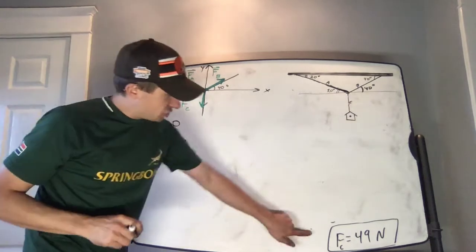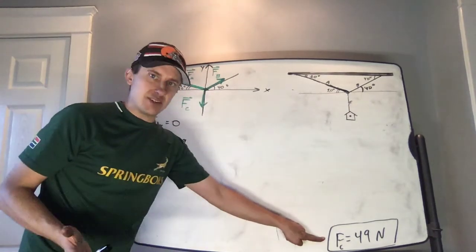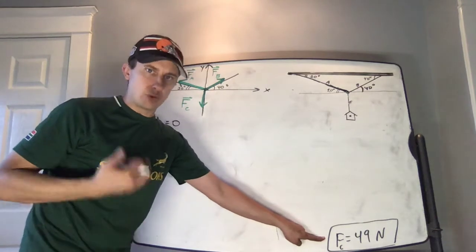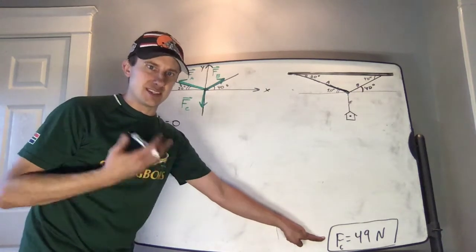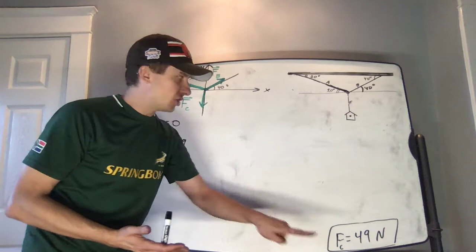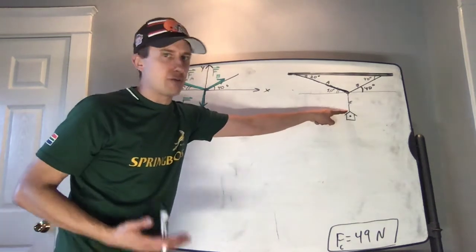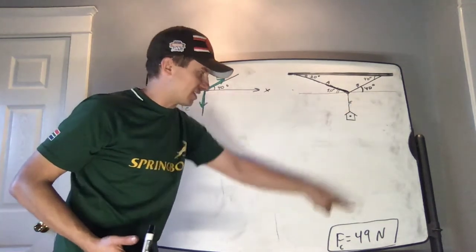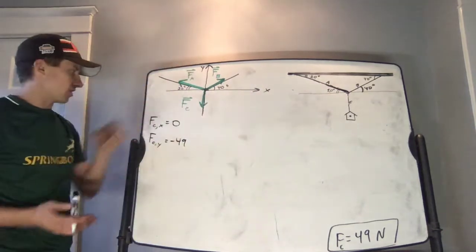So we found the tension in cable C previously when we were looking at the birdhouse, and we reminded ourselves that the tension is the same everywhere along a cable. So if I know the tension in the cable down here, it must be the same as the tension up here, which is 49 newtons.